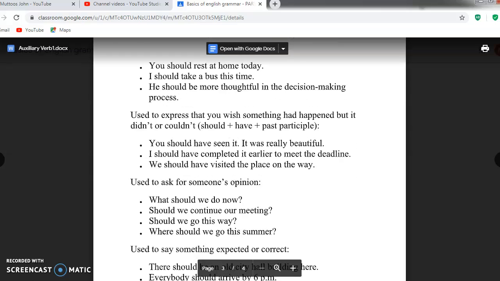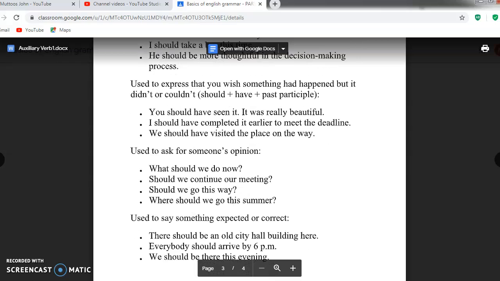Should is used to express that you wish something that had happened but it didn't or couldn't. You should have seen it. It was really beautiful. Next example, I should have completed it earlier to meet the deadline.